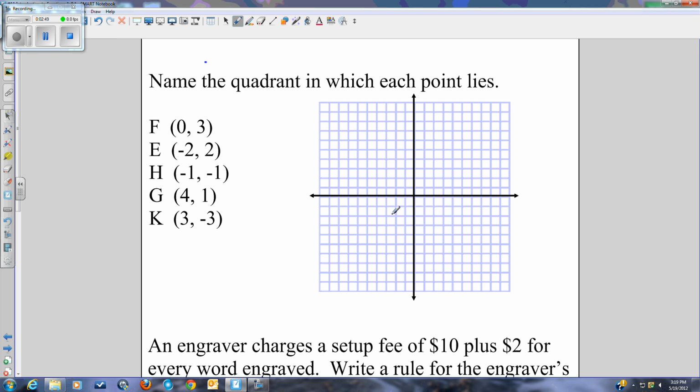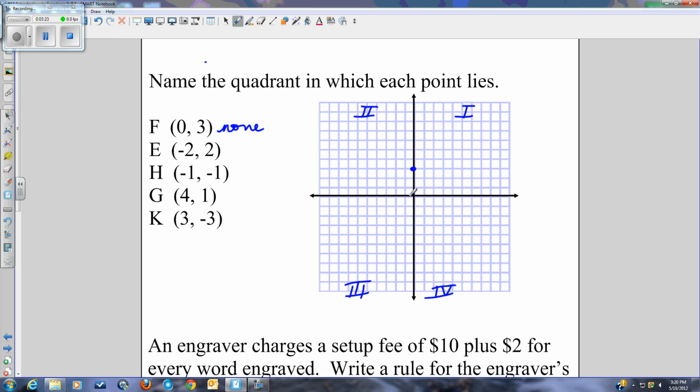Now, in this problem, we want to name the quadrant in which each point lies. So if we have the point 0, 3, here it is, up on the y-axis. That is in no quadrant. Remember, this is quadrant 1 in the upper right-hand corner, going counterclockwise, quadrant 2, quadrant 3, and then quadrant 4. So the quadrant in which 0, 3 lies is none.